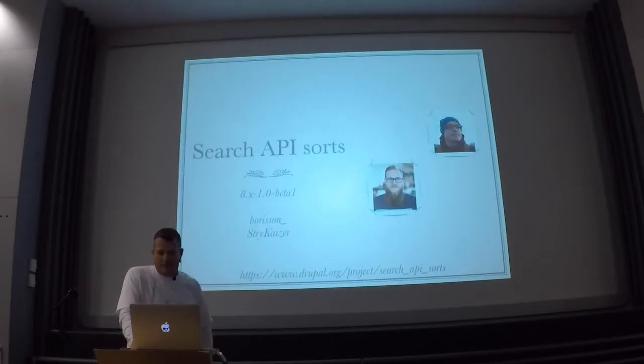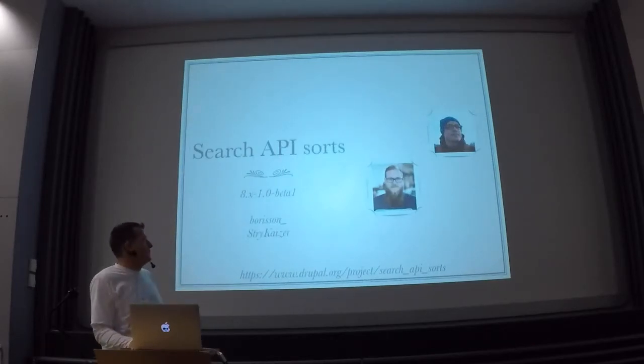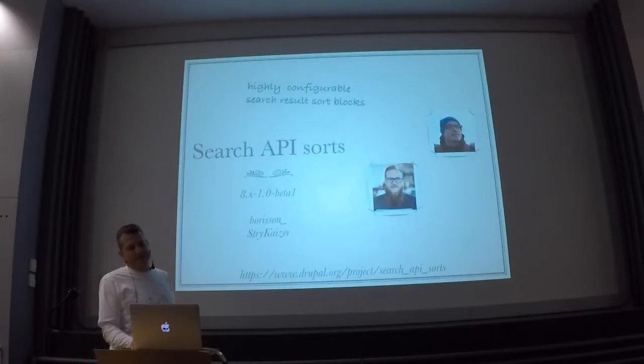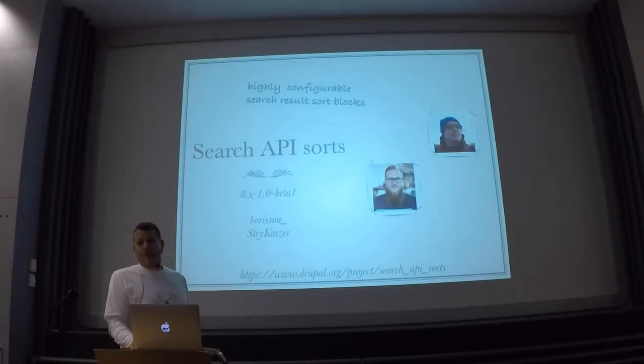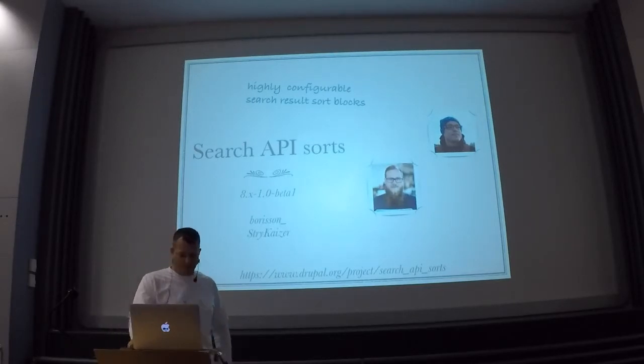Search API Sorts offers more sophisticated sorts, any combinations, and you have to play with it to get the idea.